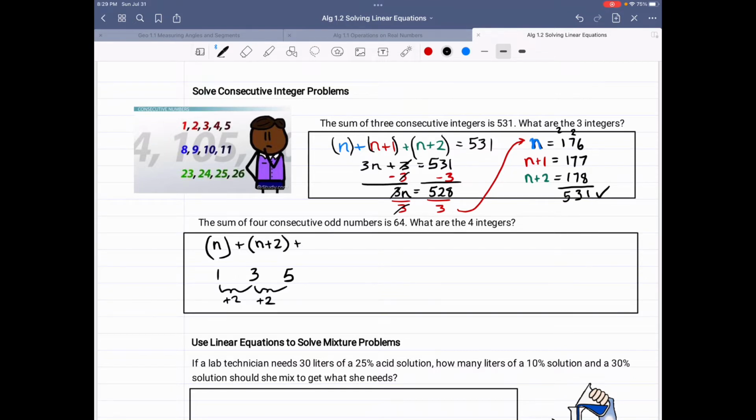So then the next number, if we add 2 to that, would be 7. And you can test it. So let's work this out.